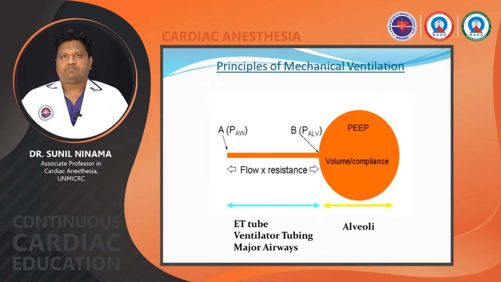These are the principles of mechanical ventilation. This is the endotracheal tube, ventilator tubing, major airways, and this is the alveoli. In the alveoli, there is volume and lung compliance. You have to look at that. And in the tubing, upper airway, and bronchus, you have to look at flow and resistance.